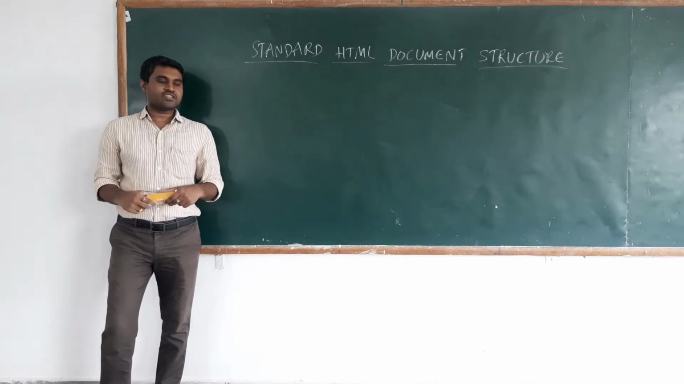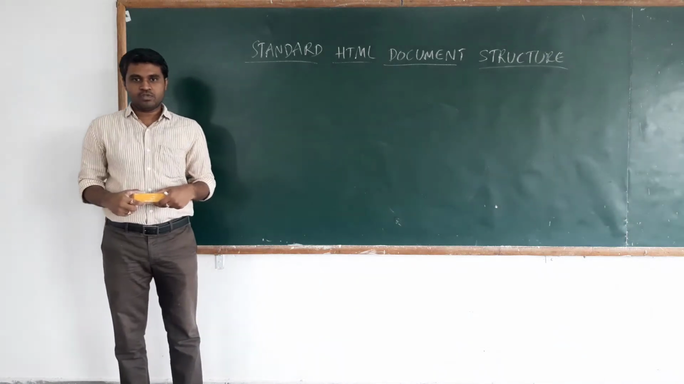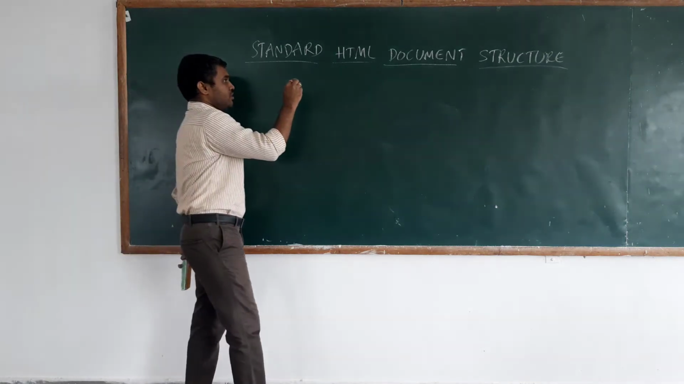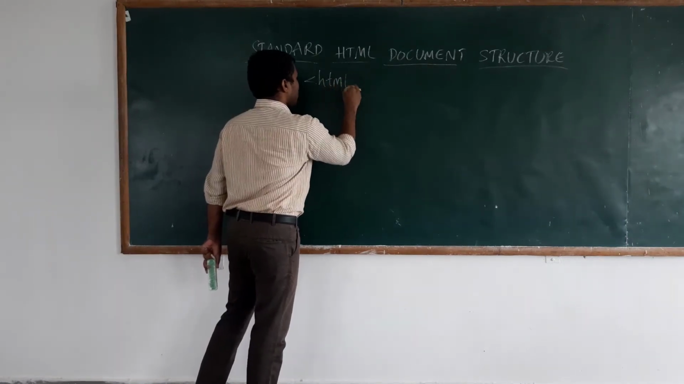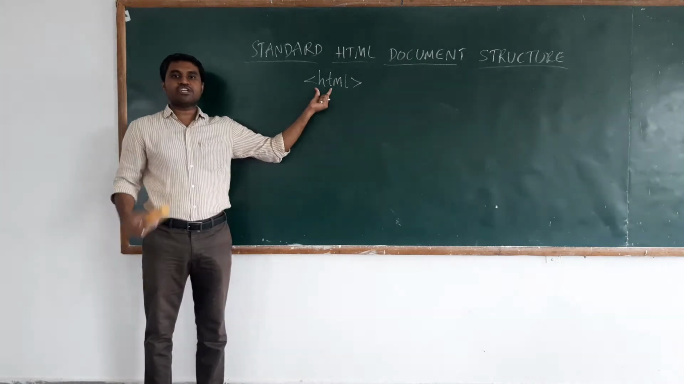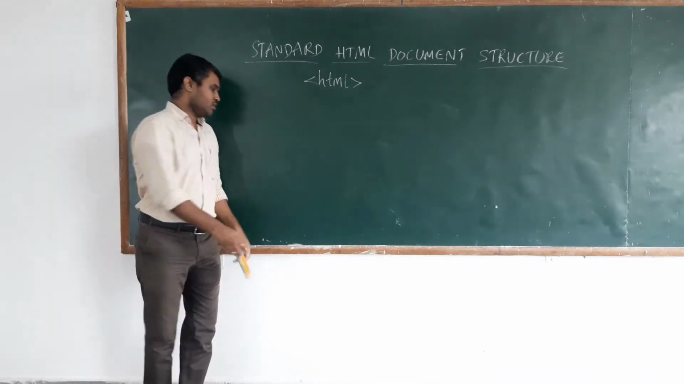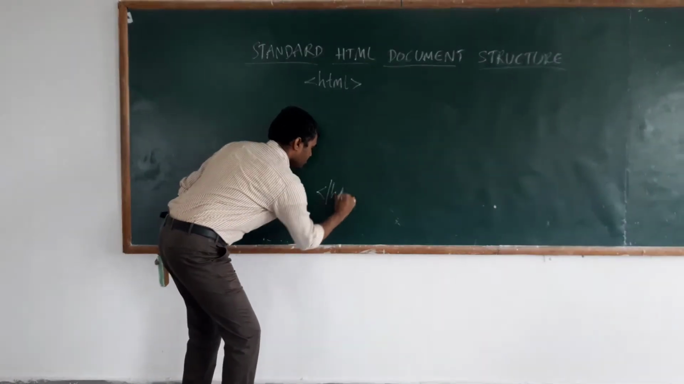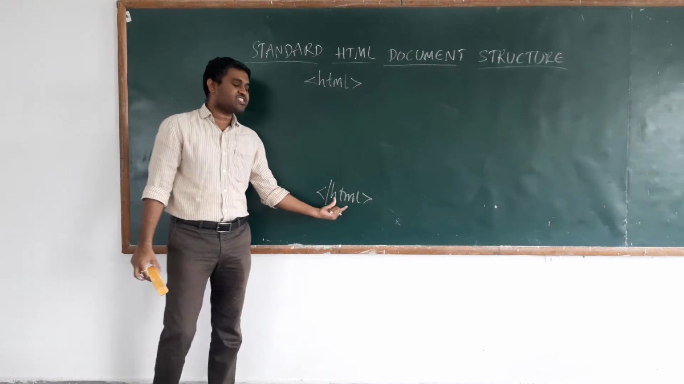In this class, we will discuss standard HTML document structure. The structure of an HTML document always starts with a tag called the HTML tag. This is an opening tag which indicates to the web browser that the current document is an HTML document. And the structure of an HTML document ends with /HTML.